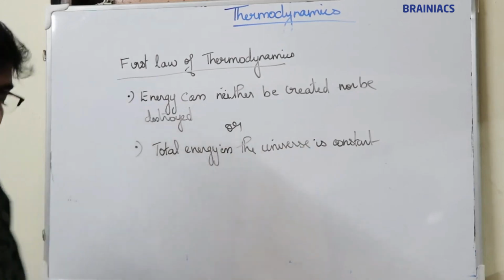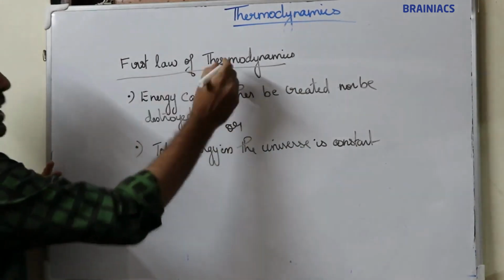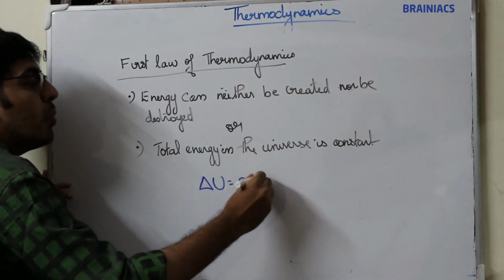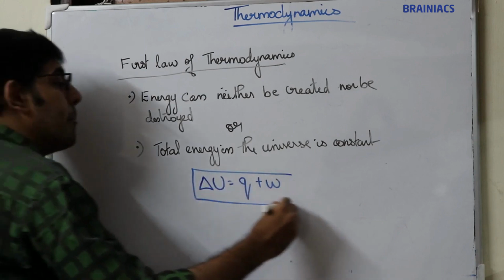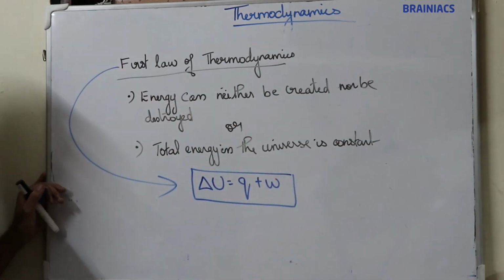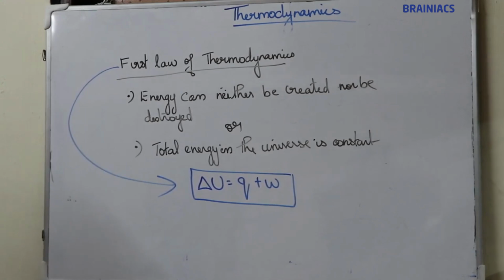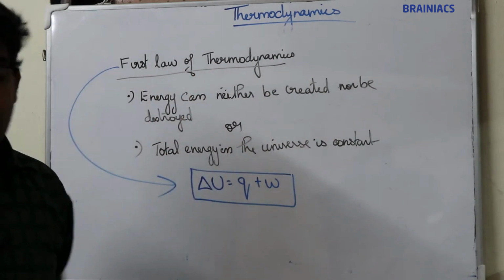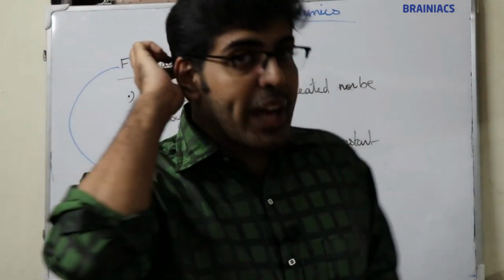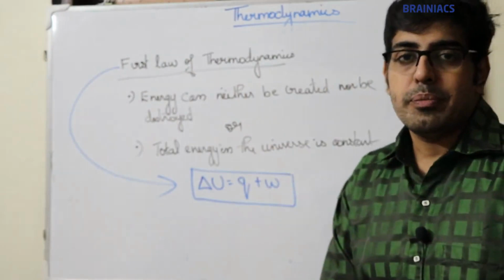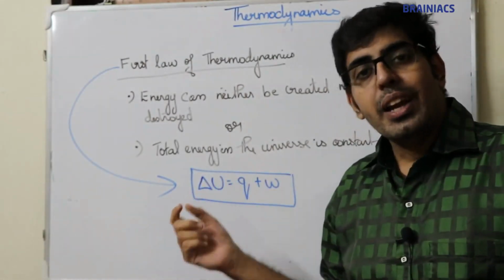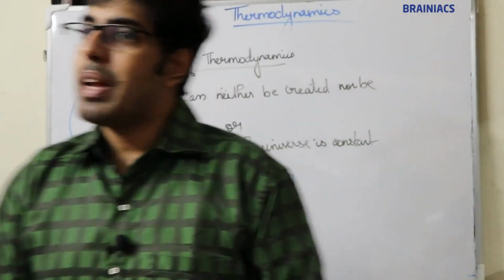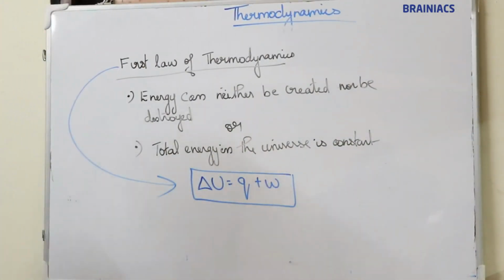Okay. Now mathematically, the first law is represented like this. Mathematically, the first law is delta U is equal to Q plus W. This is the mathematical equation for the first law of thermodynamics. Delta U is equal to Q plus W. Why is this equation considered the mathematical form of the first law of thermodynamics?